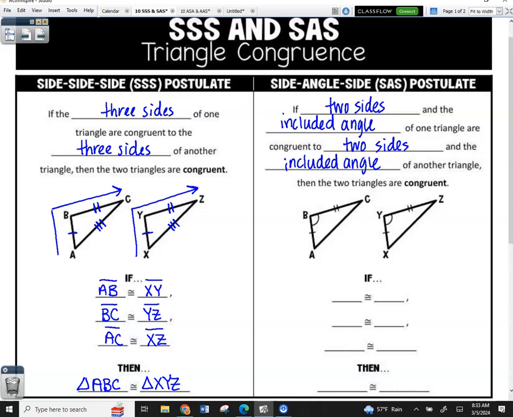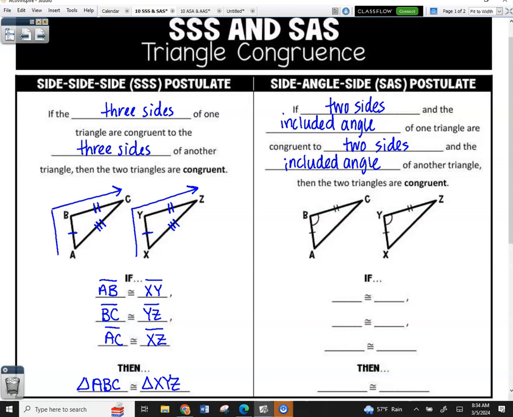I would say of the 5 things we're going to learn, SSS is the easiest because you're just looking at all the sides. When you start mixing sides and angles is where some people struggle. And it's because the order matters. It does not mean just 2 sides and a random angle. It means 2 sides and then the angle in between them. That's why it's in the order SAS.